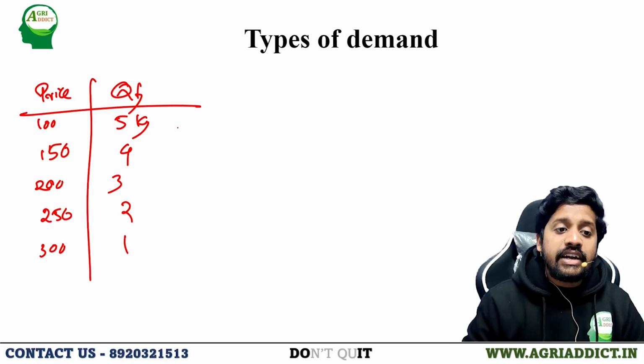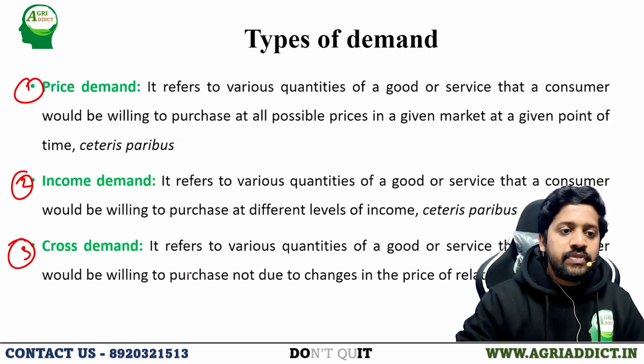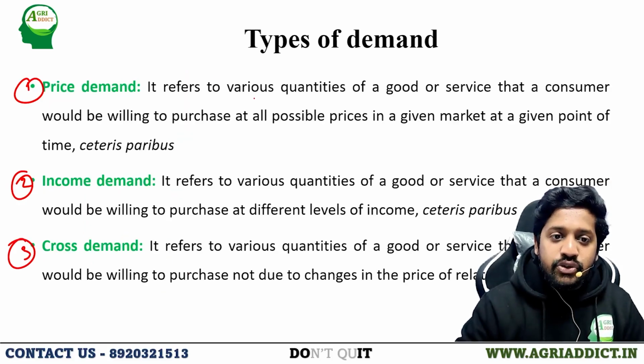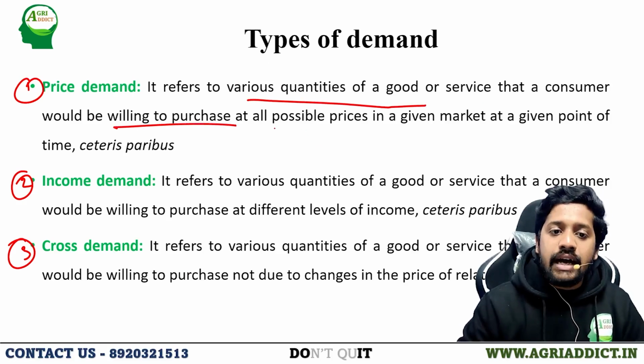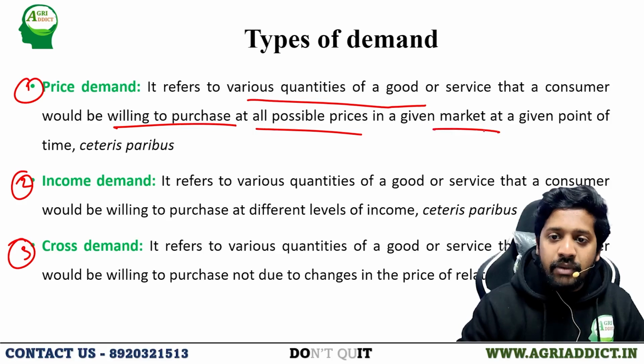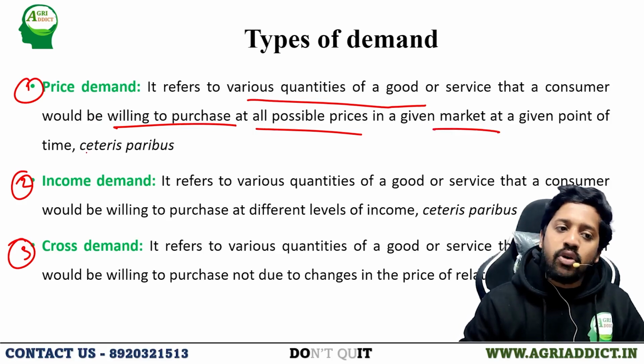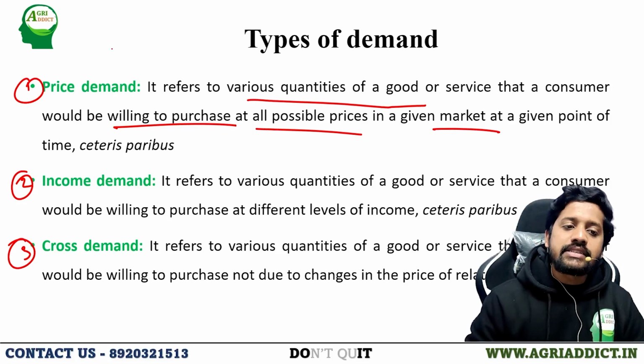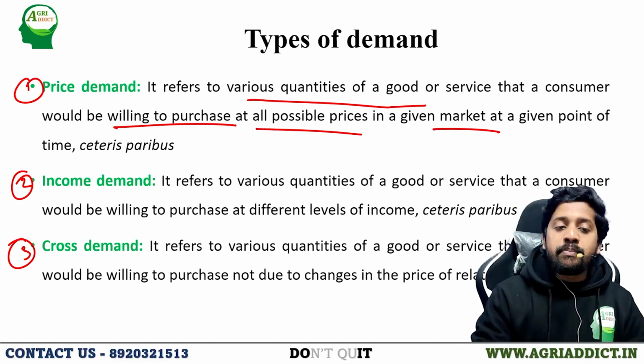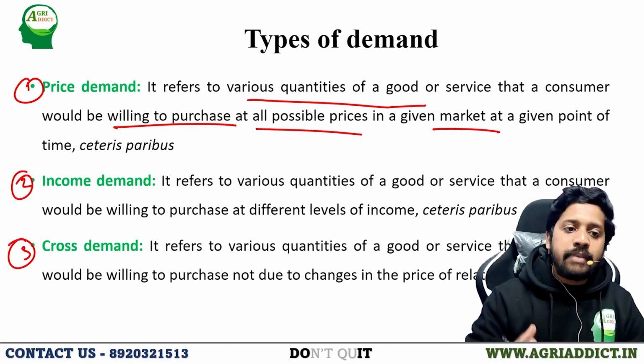So see, price demand refers to various quantities of a good or service that a consumer would be willing to purchase at all possible prices in a given market at a given point of time, with all other conditions remaining constant. So price demand is nothing but how the consumer would be demanding a commodity at all possible prices.